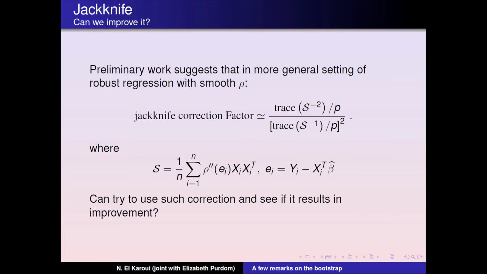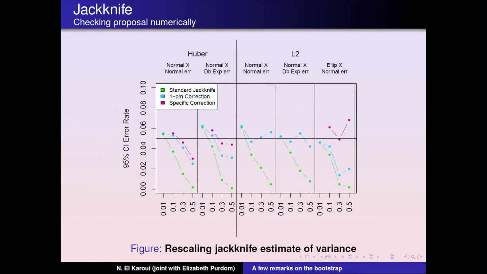Okay, and we can understand how the design and the loss function and the error distribution affect the results. That gives us some idea about the correction factor. I think the message here is that the Jackknife also doesn't work. These are standard performance of the standard Jackknife. So again, extremely conservative as the theory predicts.